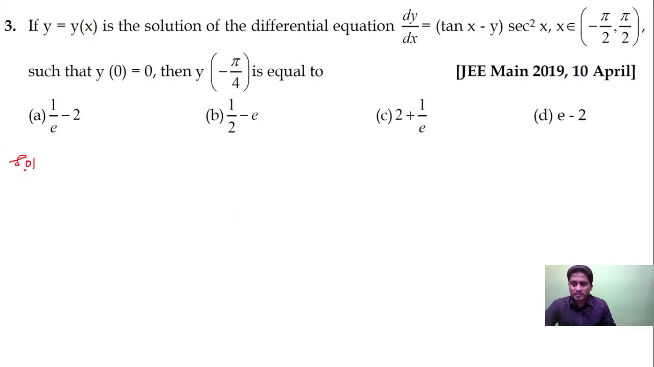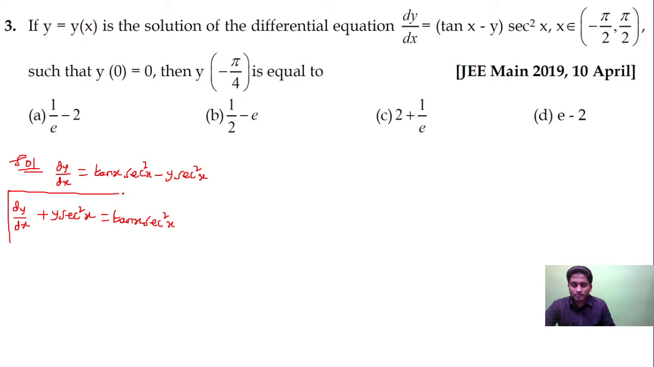Again, a linear differential equation question. I can write this as dy by dx is equal to tan x into sec square x minus y into sec square x. You shift it to the left side, you will get dy by dx plus y into sec square x is equal to tan x into sec square x. Now I have brought it to the standard form. This is of the form dy by dx plus py is equal to q.